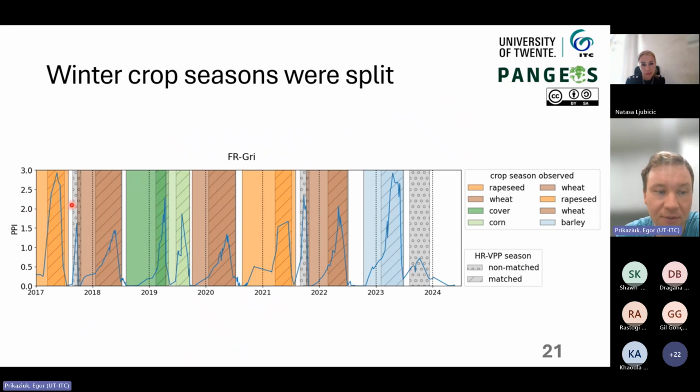And the hedge, this dashed area, are the seasons that the HR-VPP product sees. And you see that, well, this is the most obvious, that's why I put it here. You see that there was some signal in the spring, but it was ignored, filtered out, and only the second part, the spring part, so sorry, this is the autumn part, and the spring part was captured as a season, and this one was ignored as noise. And this is quite a trend, so every autumn part here is ignored, and only the spring part of the season is captured.